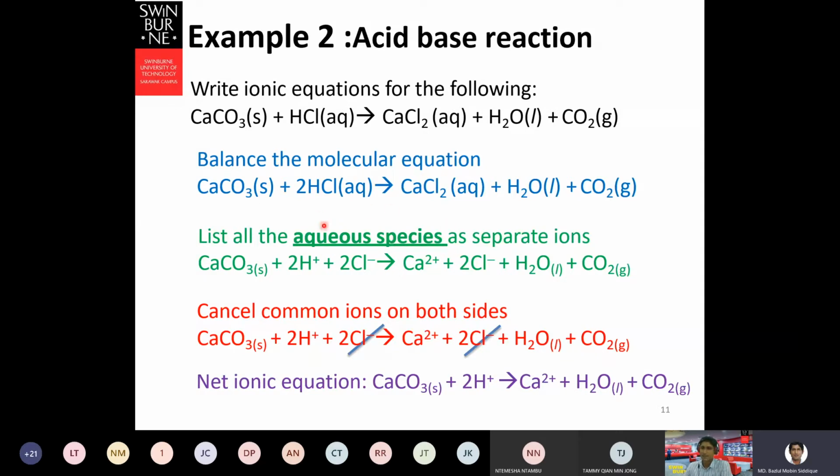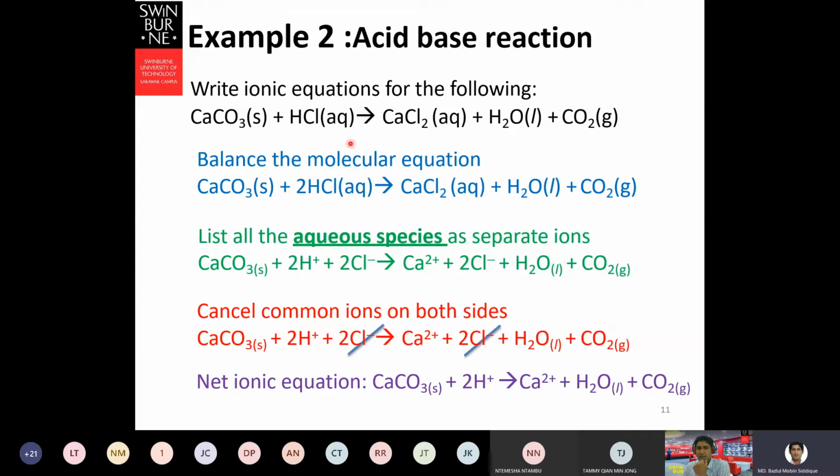Now only the aqueous species we will write in ionic form. On the reactant side, calcium carbonate is solid, right? S means solid. So that means they are not in ionic form. They are still in the solid, sitting down at the bottom of the test tube.